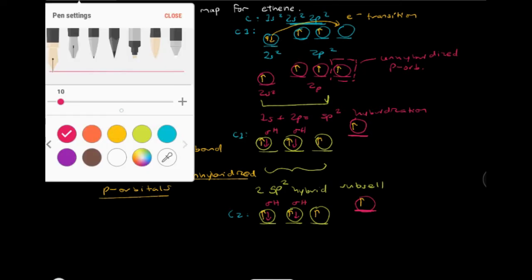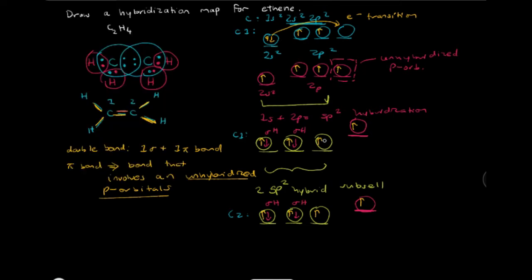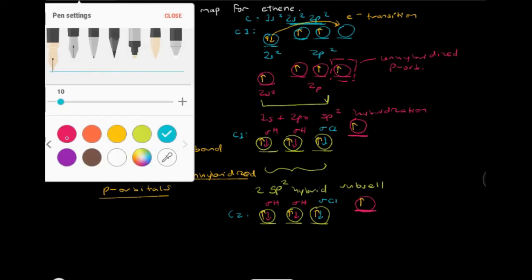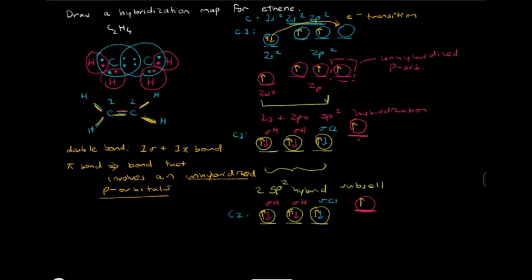And then what you're going to see here is carbon 1 is going to have a sigma bond with carbon 2. Carbon 2 is going to have a sigma bond with carbon 1. And now you have these unhybridized p orbitals. These guys form the pi bond. So you're going to get a pi bond being created between these unhybridized p orbitals.